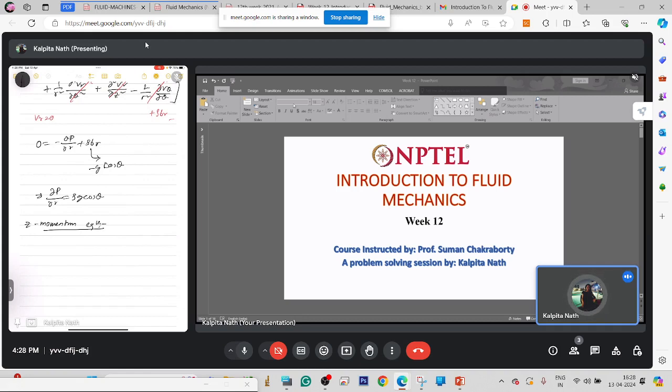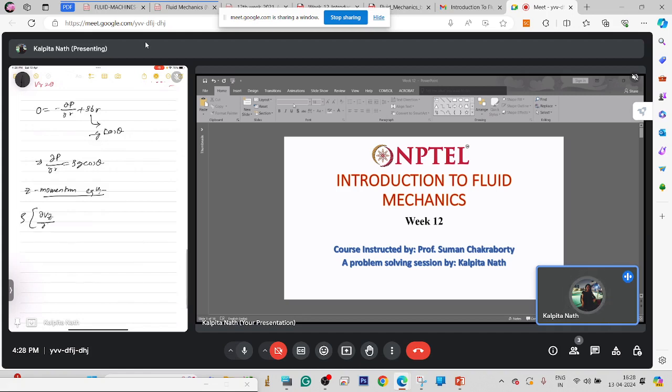Lastly, the z momentum equation. If we write that, this will be rho del vz del t plus vr del vz by del r plus v theta del vz by del theta plus vz del vz by del z minus del p del z, along with that minus mu 1 upon r del r of r del vz del r plus 1 upon r square del square vz by del theta square, this one, plus del square vz by del z square plus rho bz.